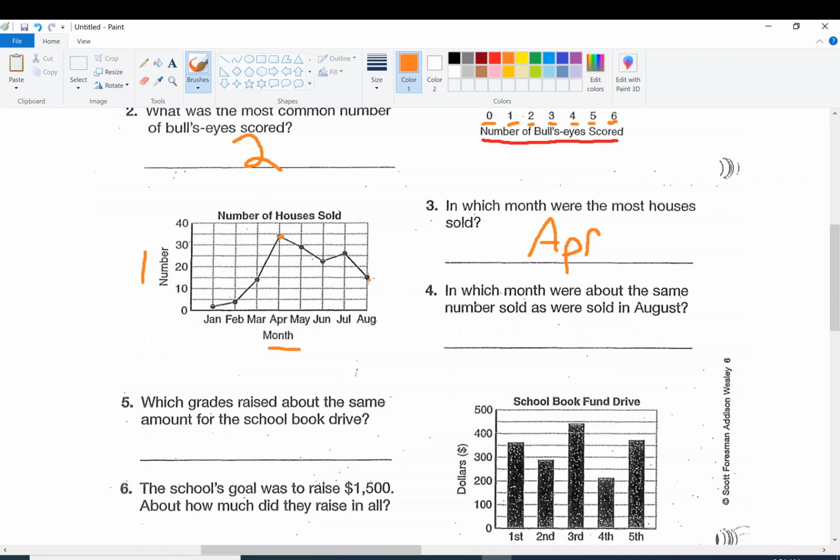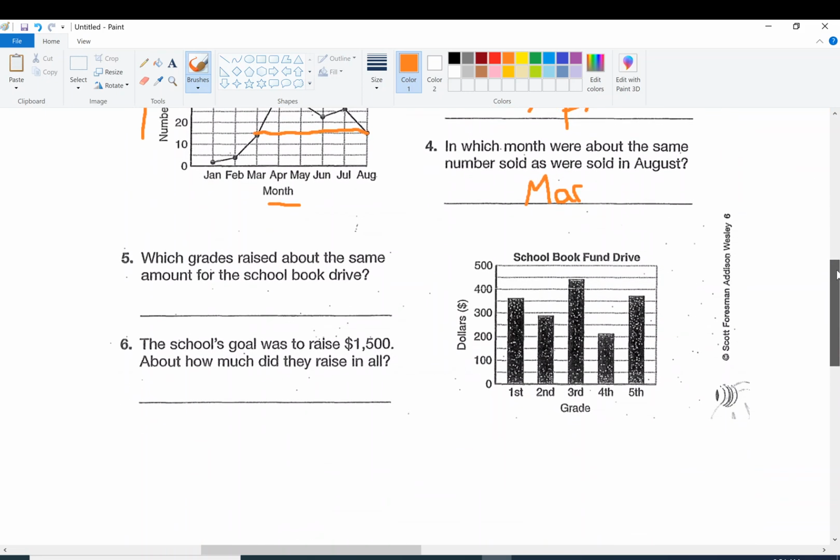Now, in which month were about the same number sold as were sold in August? So I go to August here, and I'm like, okay, which one is closest to August on this line? I can draw a line all the way across. Notice that one's going to be March as well. So I'm just using these graphs to pull some data out and answer these questions.